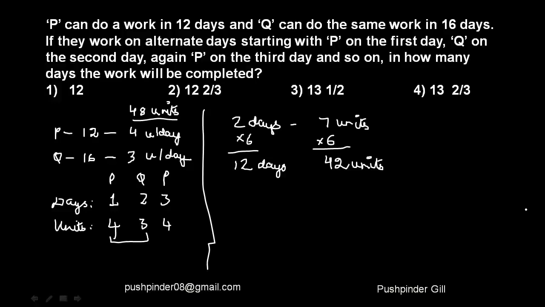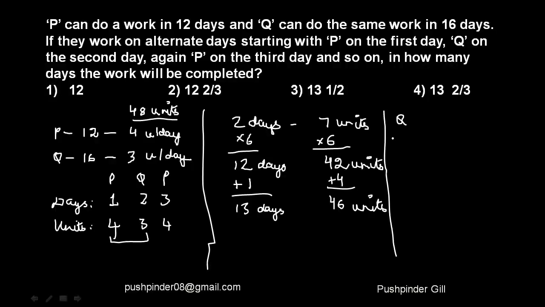Now whose turn is it? Now it is P's turn again. Let me add one more day. Now guys, what we do, we keep adding more and more days. So if I add one more day, when 13 days are finished, now it's the turn of P again because it's starting with P. If I add 4 here, because P finishes 4 units, it's going to be 46 units, right? Now whose turn is it? It's Q's turn, and Q here is able to finish 3 units in one single day.